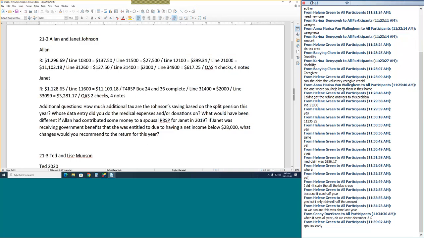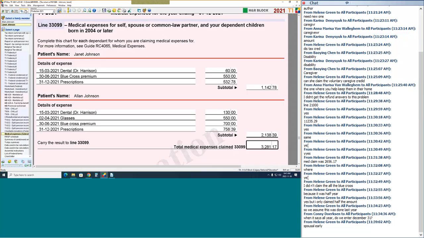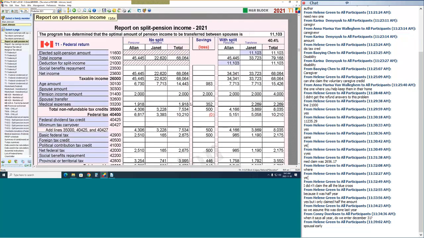All right, now if Janet was receiving government benefits she was entitled to due to having a net income below $28,000, what changes would you recommend to the return for this year? So for this answer, I'm going to go back into my report on split pension income. If she is receiving a benefit from some organization or a government organization that says as long as your income is under $28,000, you will get this, but if it's over that, you won't, what would you recommend that we do for this year that will be different? You should, in that circumstance, reduce the split pension.